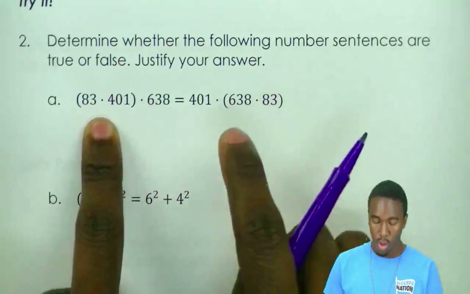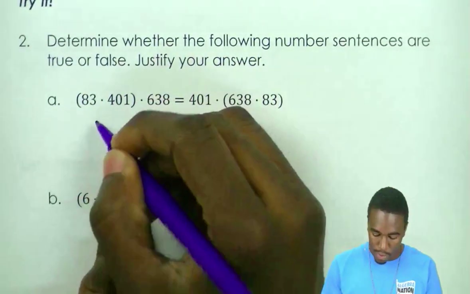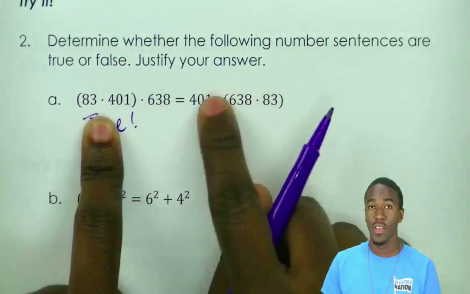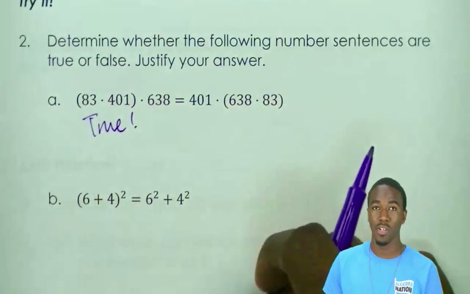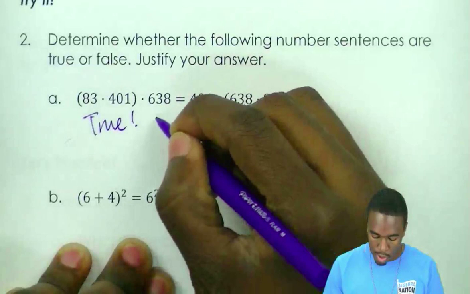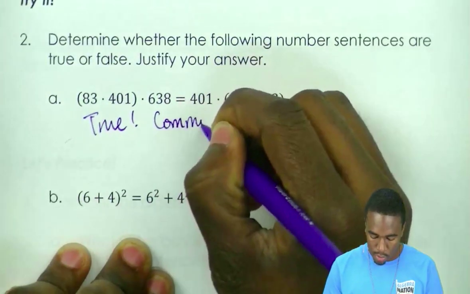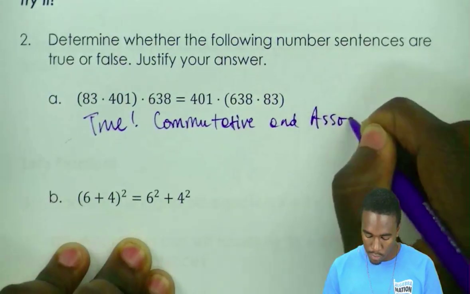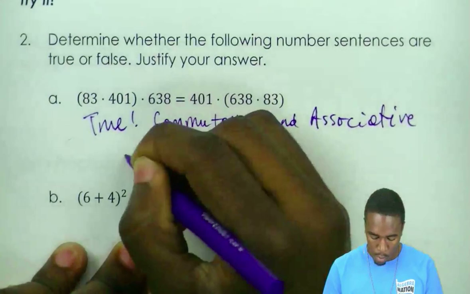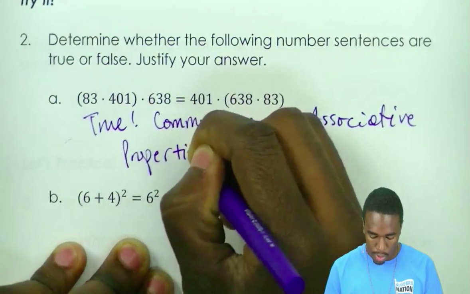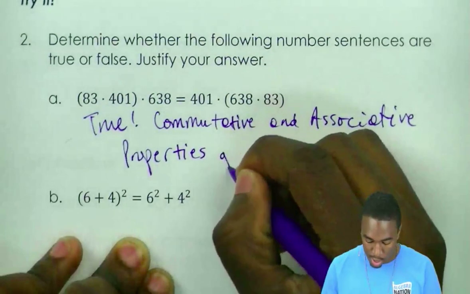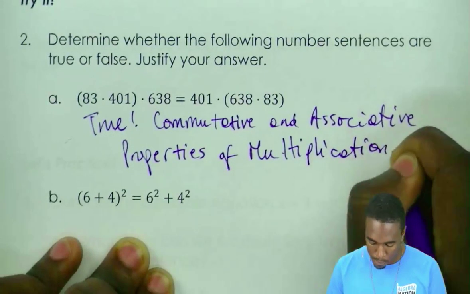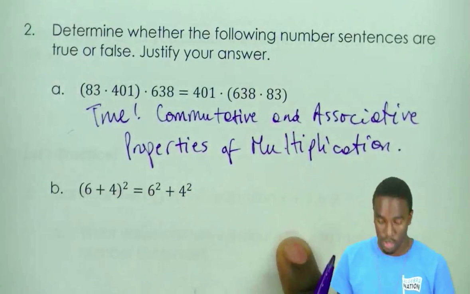Regardless, those two properties help us figure out that yes, these statements are going to be true. These are equal to each other, and if you multiply these out, you'll see that it's the same thing, because they're the exact same numbers being multiplied out. Now, this is true. Why? Because of the commutative and associative properties of what? Well, we are multiplying them, so it's the properties of multiplication. Cool? All right. So that's the reason why.